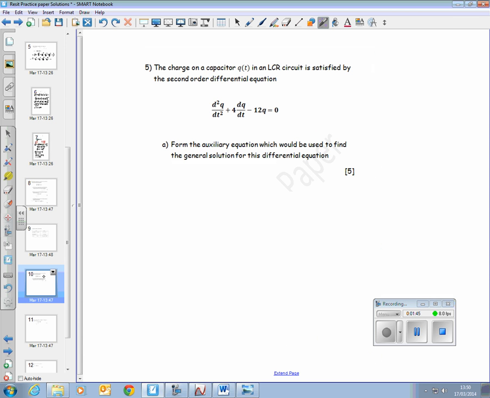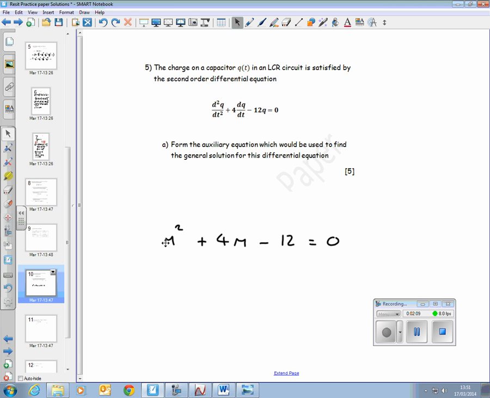Form the auxiliary equation. Well, let's just basically write it down. If you remember, we let m represent the differential. So that's m squared plus 4m minus 12 equals 0. That's the auxiliary equation.